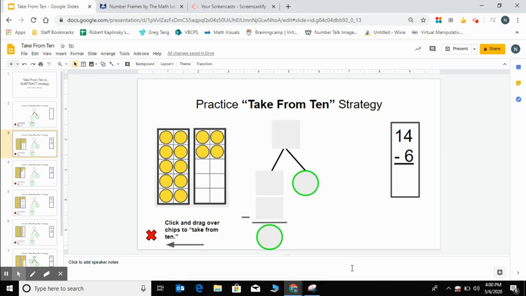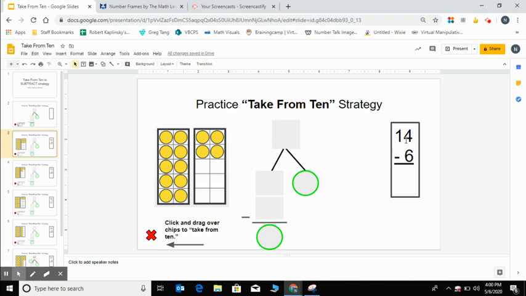All right, virtual learners, I'm going to be showing you guys a strategy that you can use today for subtraction facts up to 20, where your whole is a number that is greater than 10. So if your whole is 11, 12, 13, 14, 15, 16, 17, 18, 19, and you're going to be taking a part away from it, this is a strategy that you can use, especially if the part that you're taking away is greater than your digit in the ones place.